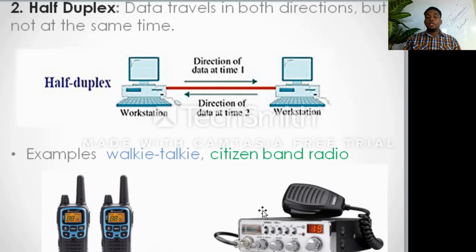Or we could look at our city suburban radio, where you would see in most television series where the police officers would have these devices where they would speak over to headquarters. So they have to be waiting on the information to be sent in one direction and to return after. So data travels in both directions, but not at the same time.